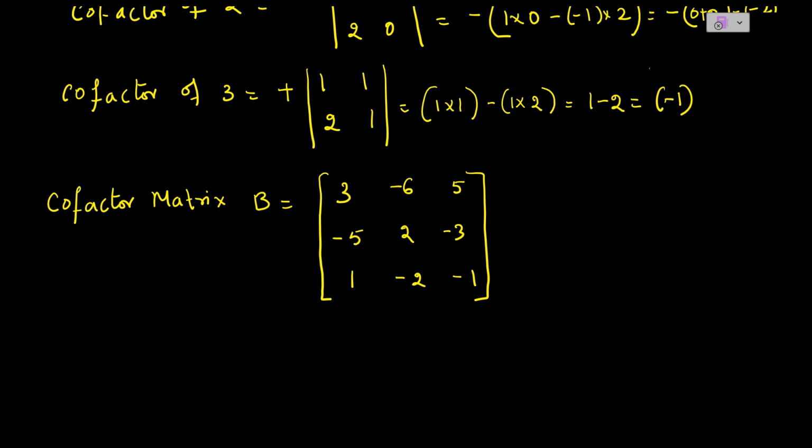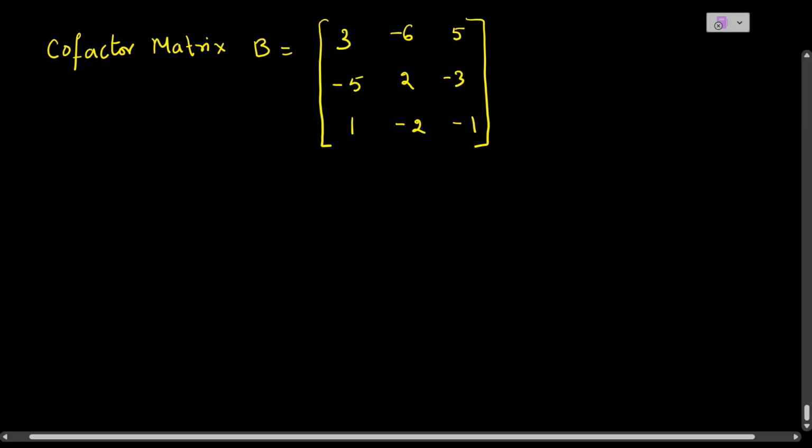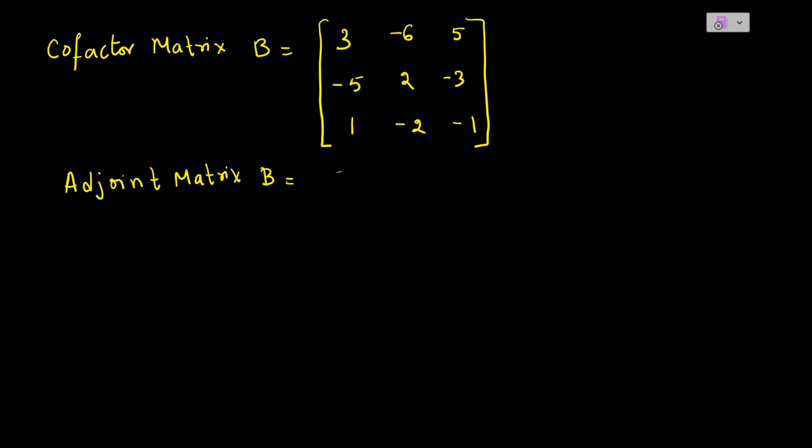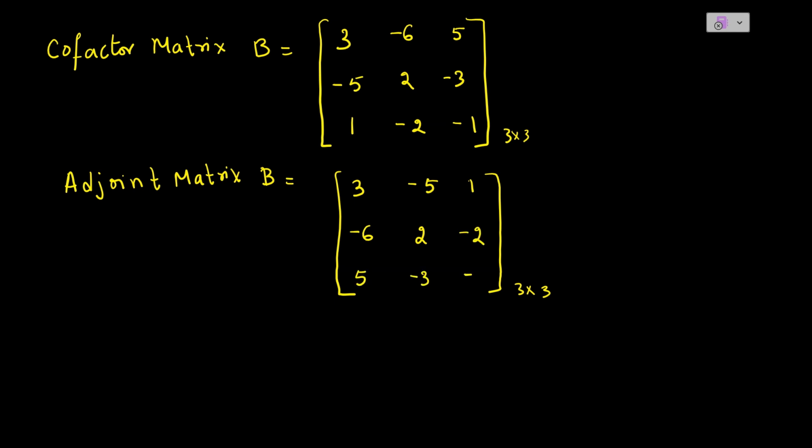So now what we have to do? After finding the cofactor matrix, we have to write the adjoint matrix. What is the adjoint matrix of B? Just interchange the rows and columns. This is a 3 by 3 matrix, and this is also a 3 by 3 matrix. So interchanging, we will get 3, minus 5, 1, minus 6, 2, minus 2, 5, minus 3, minus 1. Did you understand, students?